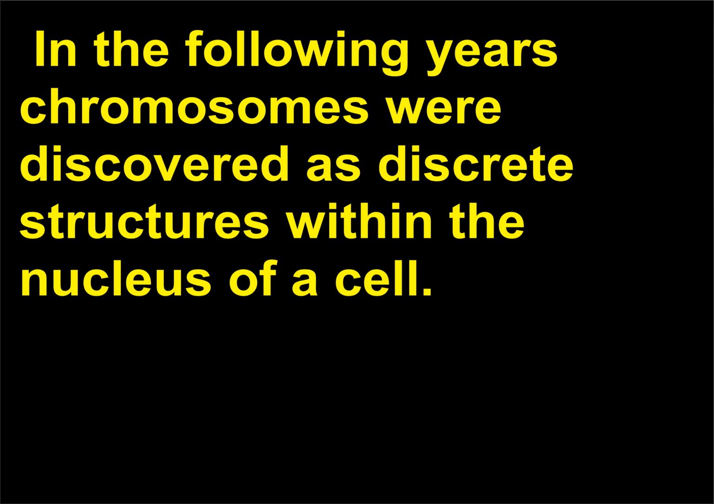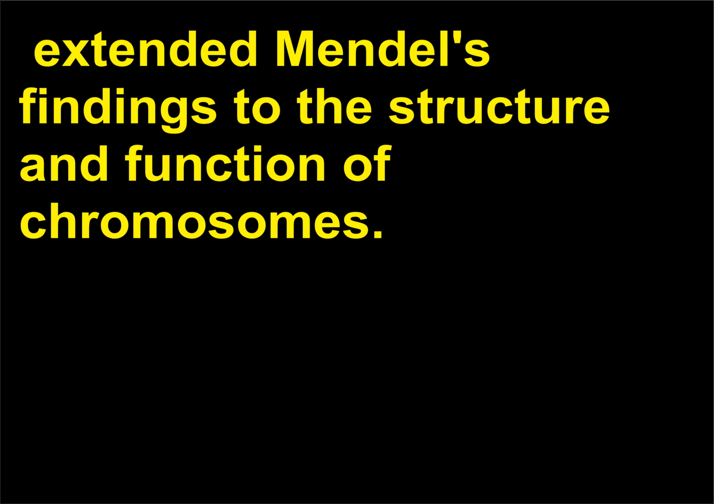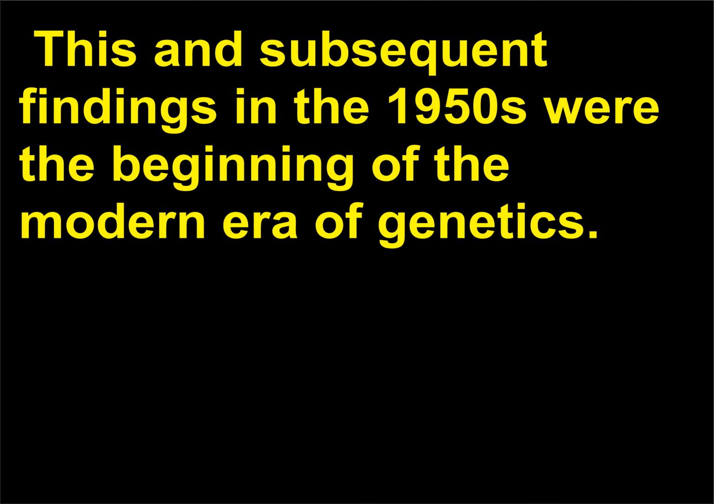In the following years chromosomes were discovered as discrete structures within the nucleus of a cell. In 1917 Thomas Hunt Morgan, 1866–1945, a fruit fly geneticist at Columbia University, extended Mendel's findings to the structure and function of chromosomes. This and subsequent findings in the 1950s were the beginning of the modern era of genetics.